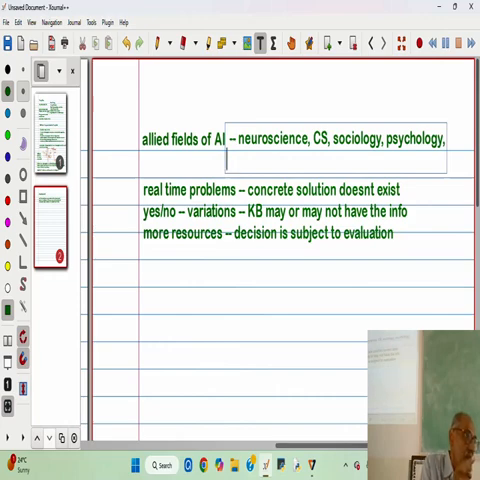So now, which field my AI is going to restrict to? Means the list is not exhaustive. Sorry, it is not a fixed one. Many fields will come forward because you should have an idea about how your AI should be. Suppose dynamic is wanted, the number of allied fields may be increasing.